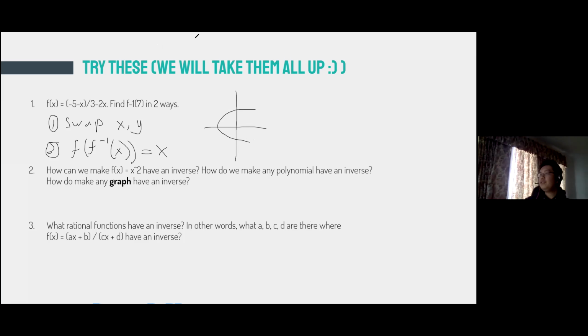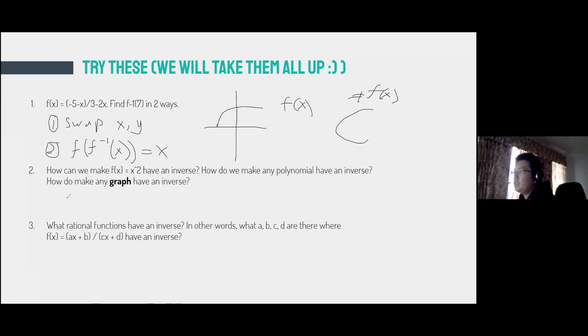How do I make it pass the vertical line test? Well, I delete half of the graph that's here. If I delete half the graph, now this passes the vertical line test. So it is a function. Now this is a function, but if I did this, this is not a function. Remember, this is called restricting the domain.